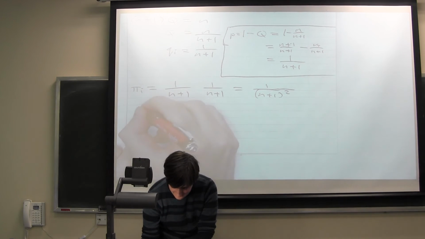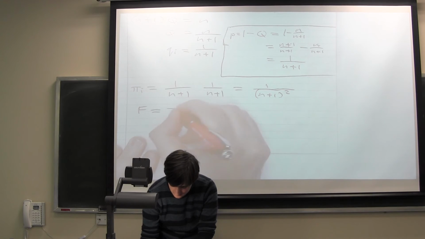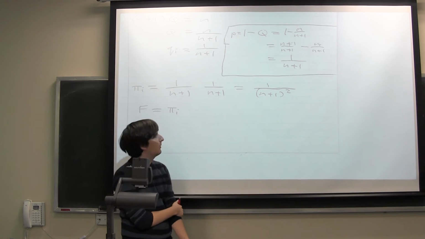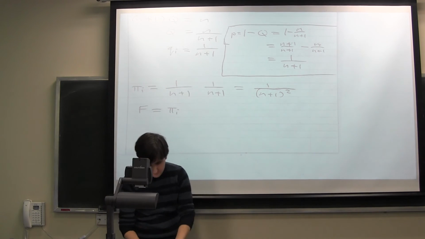So the equilibrium condition is that the fixed cost should be equal to the post-entry profits. Okay, so F is equal to pi i.